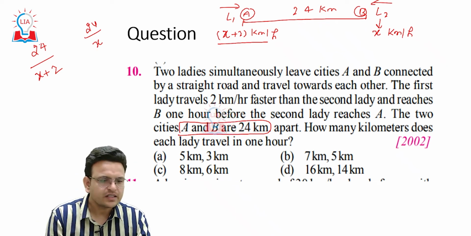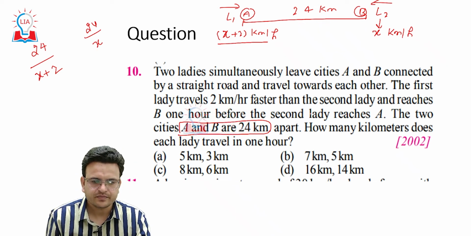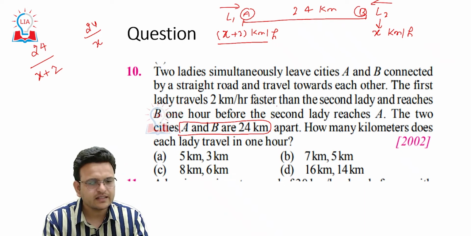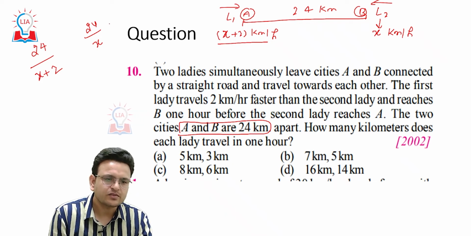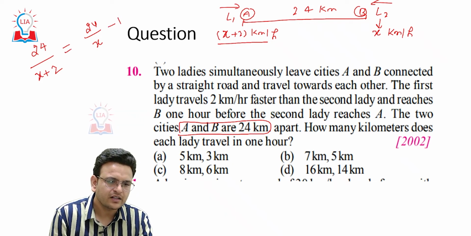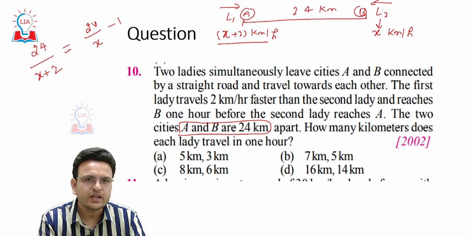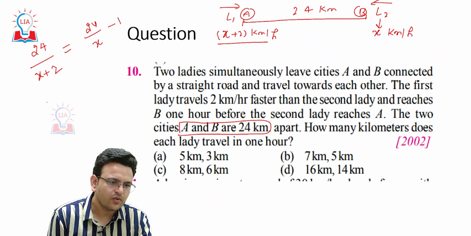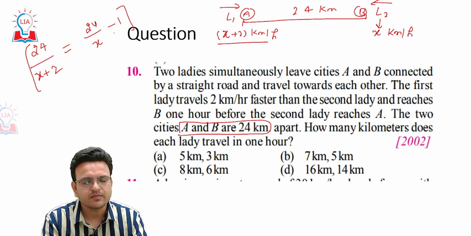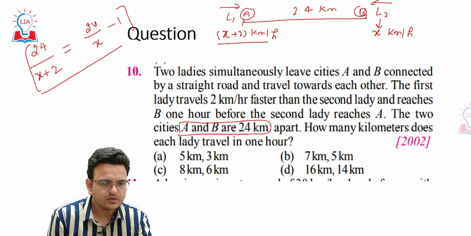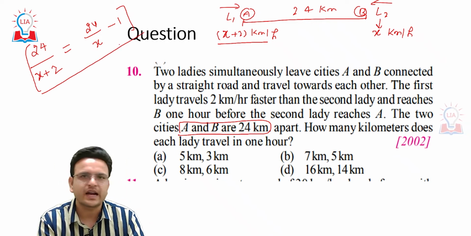Clear? So the first lady is taking 1 hour less than the second lady. So we can subtract 1 hour from here, and both the equations will be equal. So here 24 upon x plus 2 equals 24 upon x minus 1. Here you can solve this quadratic equation and you will get the answer.